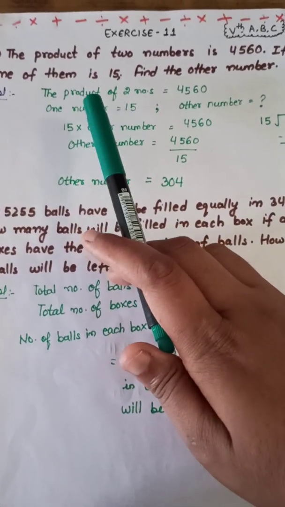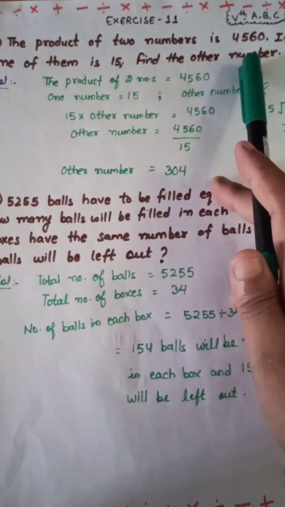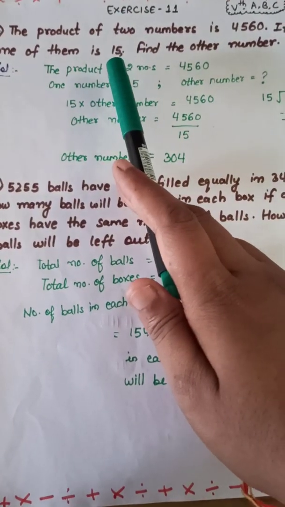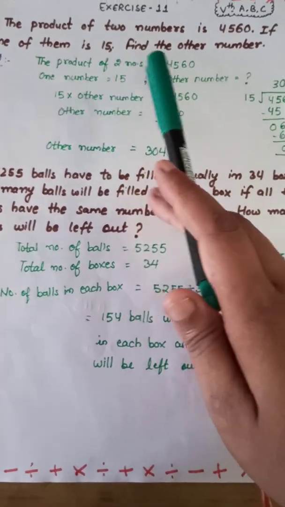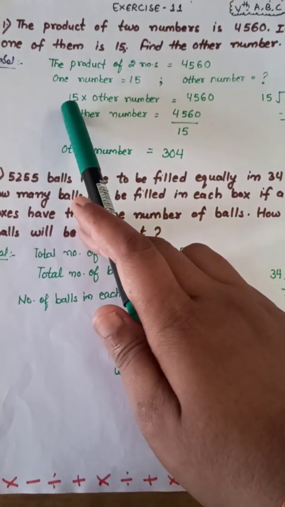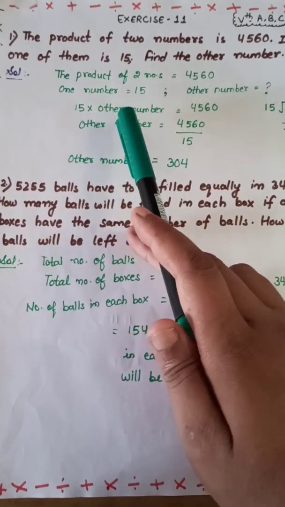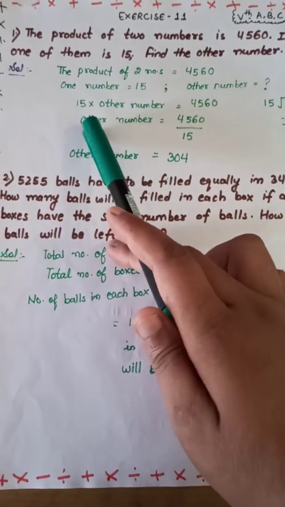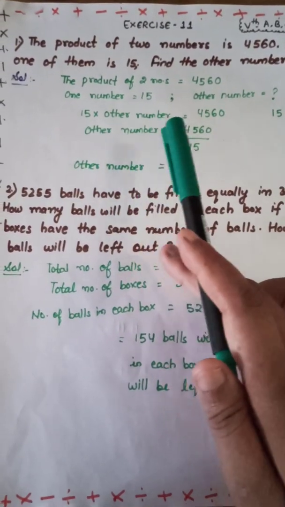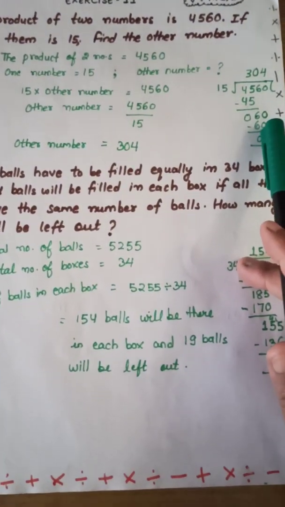First, let us see the statement. The product of two numbers is already given in the question and it is 4560. Out of those two numbers, one is given and the other is not. So we will multiply 15 and the other number, which we write as it is, and their product is 4560. Then we write the other number and divide 4560 by 15. Let us see its division part.